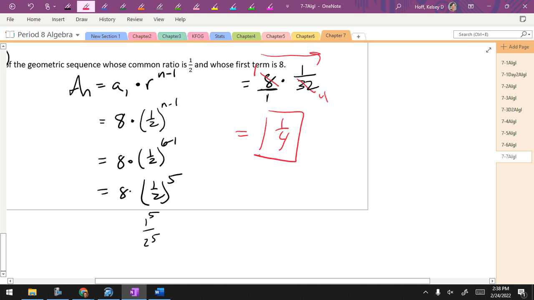Now, do I know you could sit there and write it out? Yeah, but if I ask you for the 22nd term, nobody wants to write out 22 terms. Agreed?